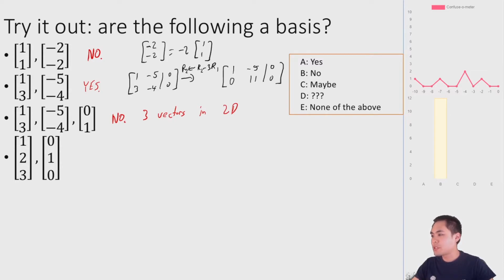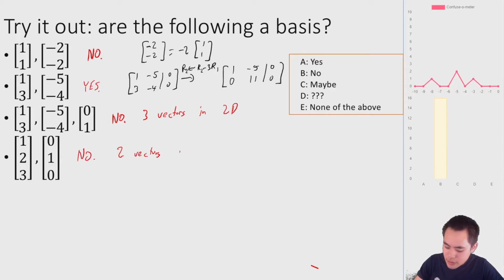Okay, so it looks like we are already getting a couple responses. We're getting a couple of B's. Okay, yeah, so exactly. So this here is no, because it's 2 vectors in 3-dimensional space.